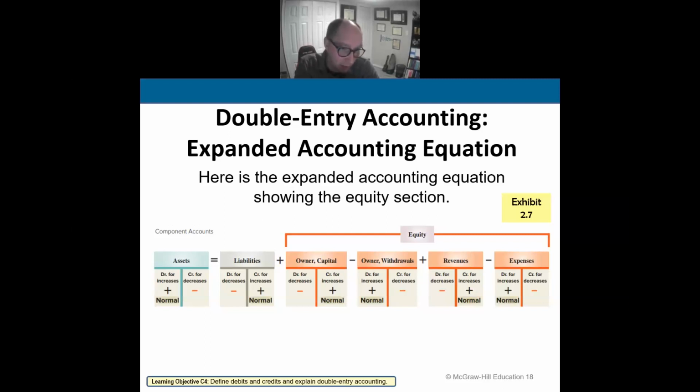To increase an asset, we debit. To decrease an asset, we credit. Liabilities, all liabilities. To increase a liability, we credit. To decrease a liability, we debit.